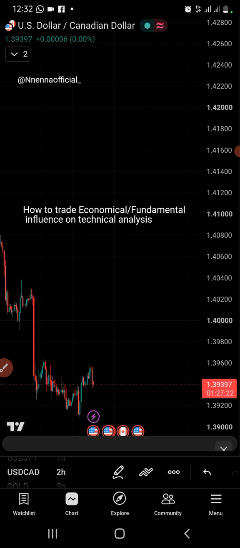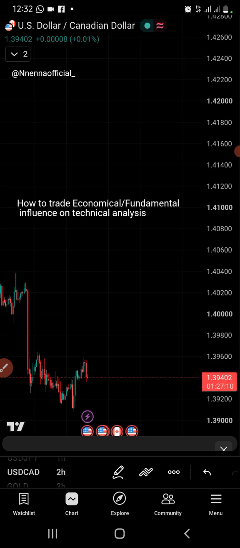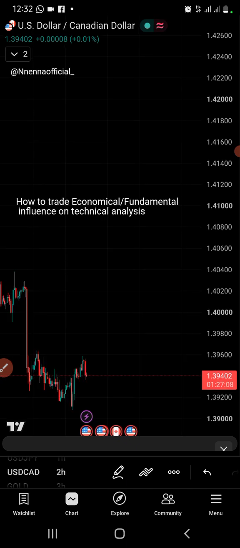So, straight to today's topic, I want to talk about how to trade economic and fundamental influence on technical analysis. When it comes to forex, one thing is you have to understand what you are doing. It's not an assumption kind of business. You literally have to understand some theoretical aspects, understand what is actually controlling the market. Why is the market there?